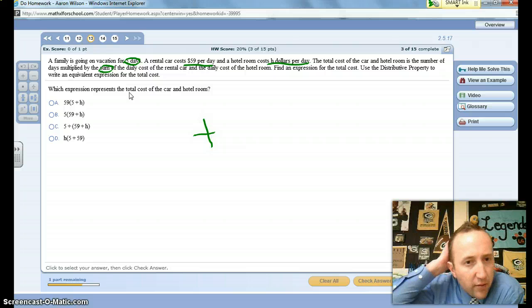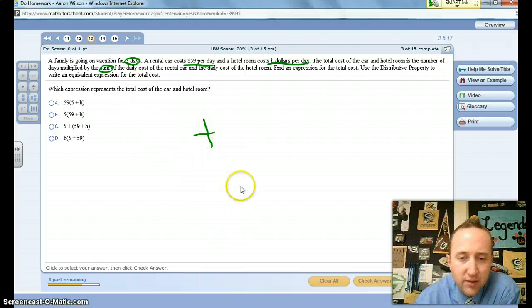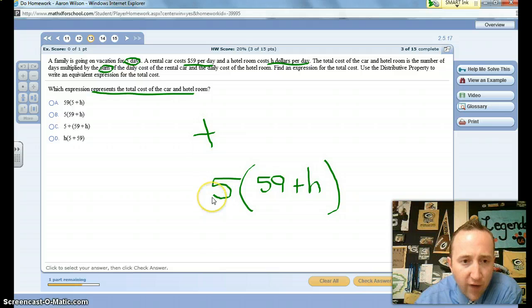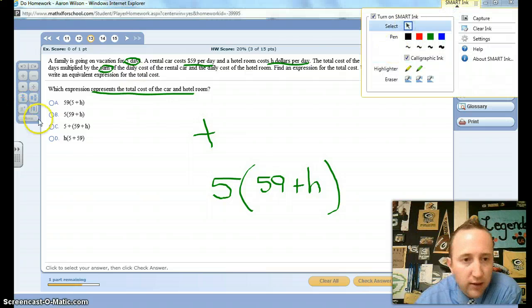All right, so the family's going on vacation for 5 days. That means that is going to go on the outside of the parentheses. And on the inside in the parentheses, keep in mind it's $59 a day for the rental car. So that's part of what you're spending every day, $59 a day. And you don't know how much the hotel room costs. So that's the H. So I'm putting 59 plus H inside the parentheses. So it says which expression represents the total cost. I have 5 on the outside and 59 plus H on the inside. So that looks like choice letter B. We'll see if that's correct.